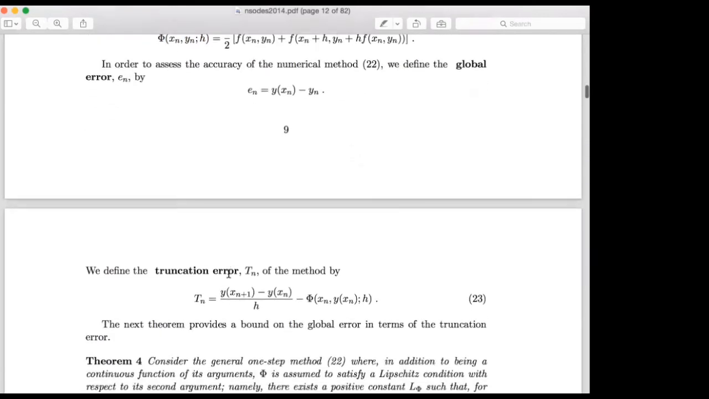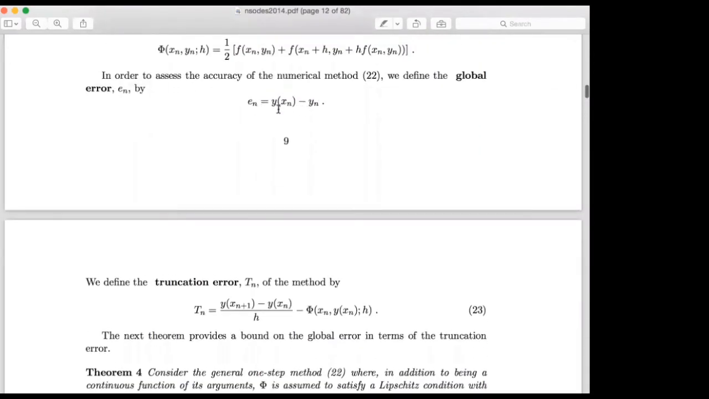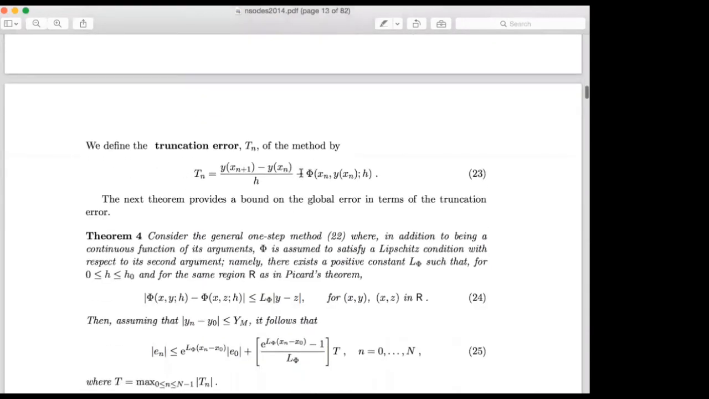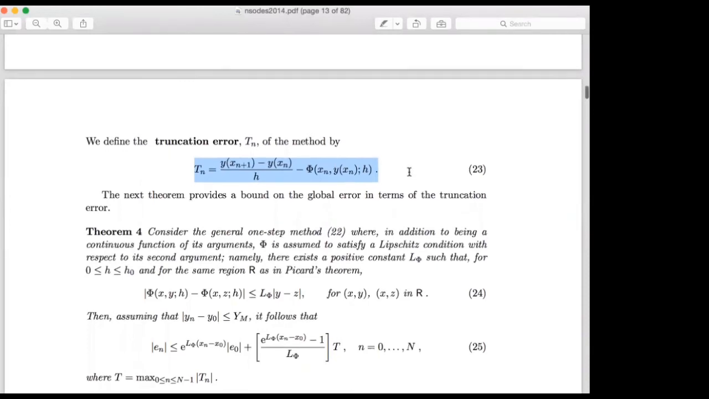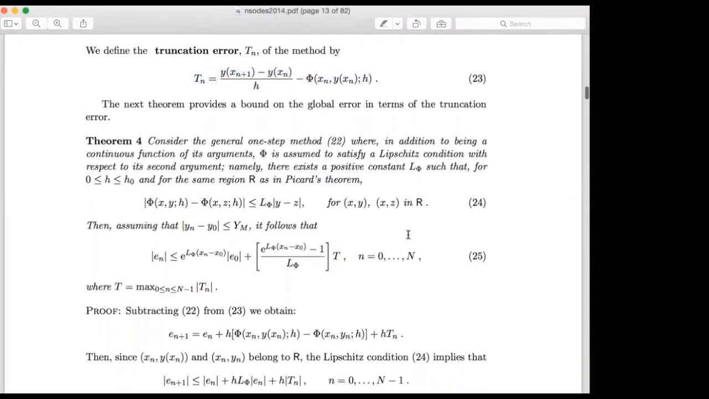Of course, we can then define the global error in the same way: the difference between the approximate and the exact solution. And the truncation error we will define in that way, for a general explicit single-step method. And for that, can we write the error bound?